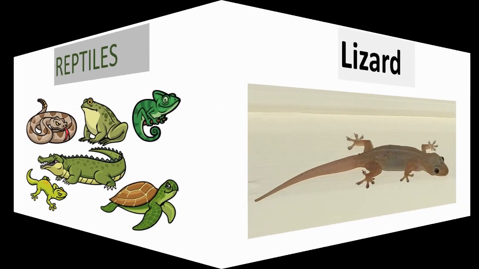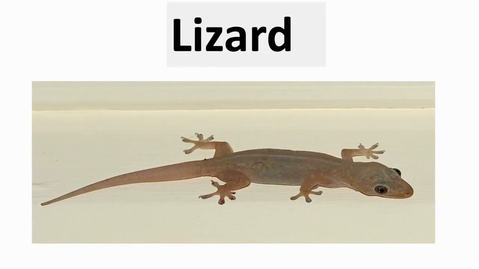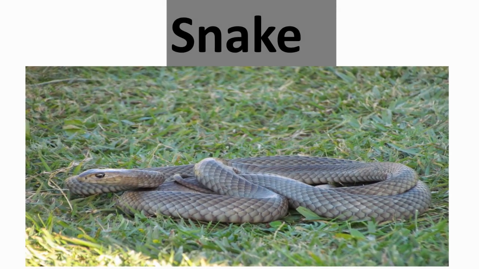Here is a picture of a lizard. Lizards have four short legs by which it can crawl on the ground. And snake has no legs, so it just creeps on the ground.